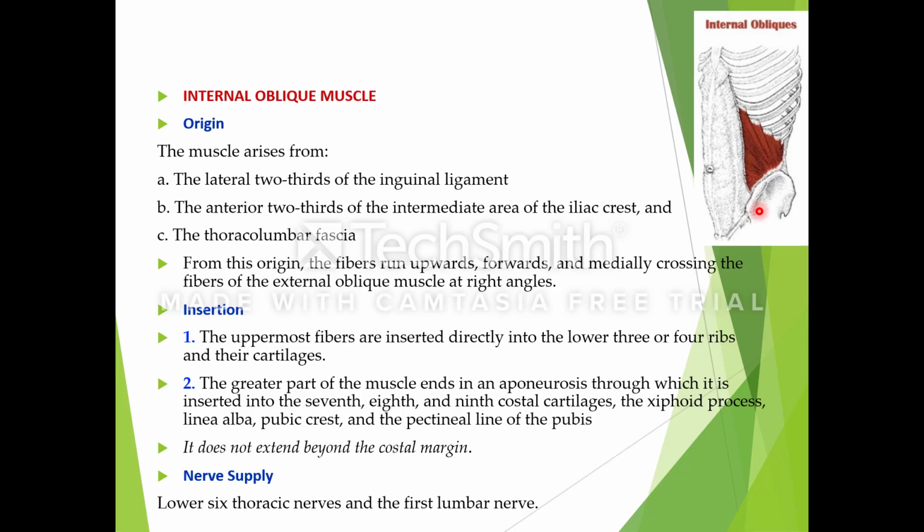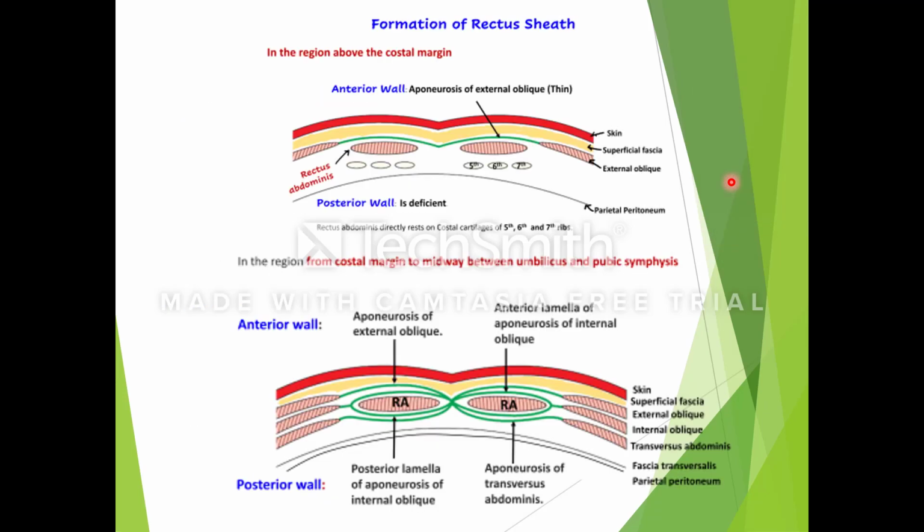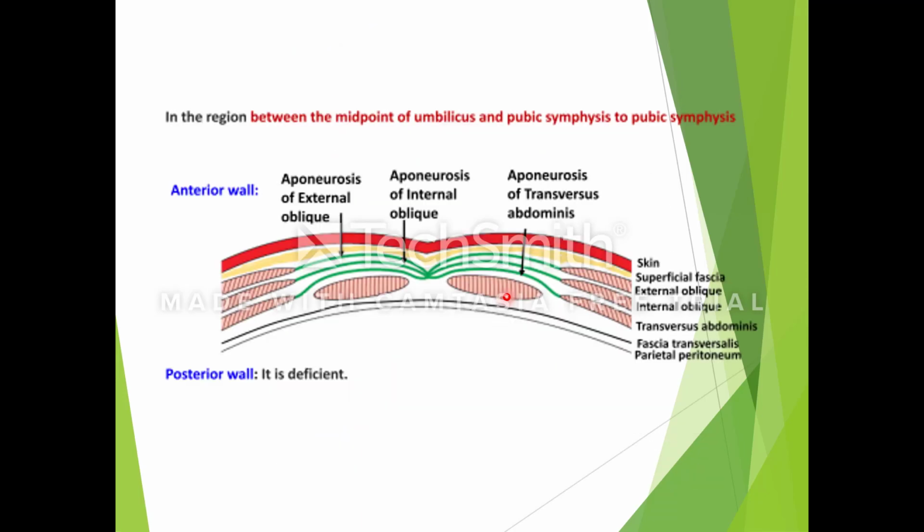The lower 6 thoracic nerves and the first lumbar nerve supply the internal oblique muscle, that is T7 to T12 and L1. Now, see here, this is the external oblique aponeurosis, and there are the aponeurosis of the internal oblique and the aponeurosis of the transversus abdominis muscle. They will form the rectus sheath. This is the rectus sheath formation. Some aponeuroses will form the anterior wall and some will form the posterior wall. We will discuss the rectus sheath formation in the next lecture.